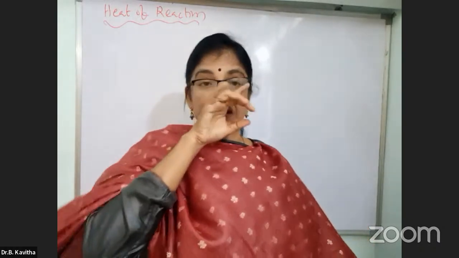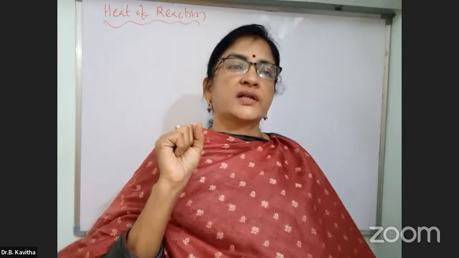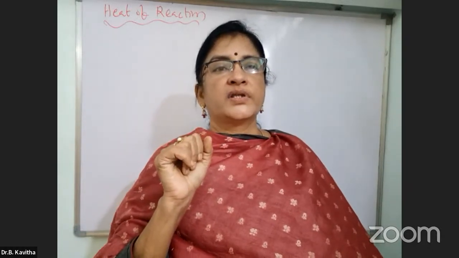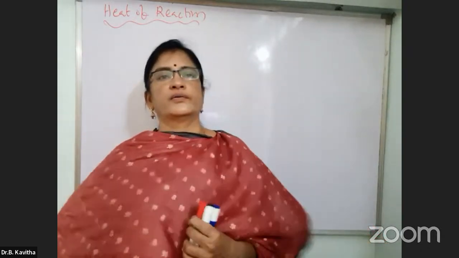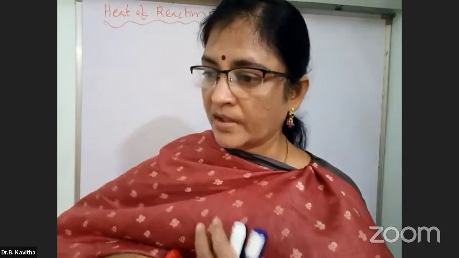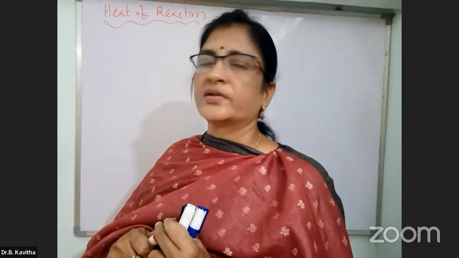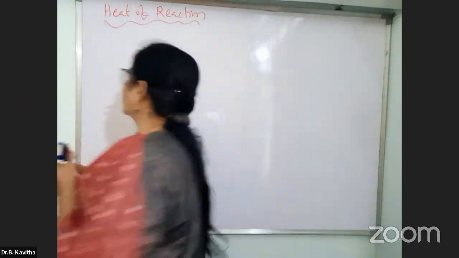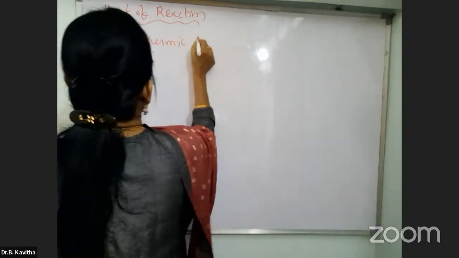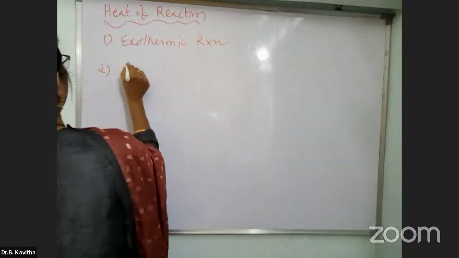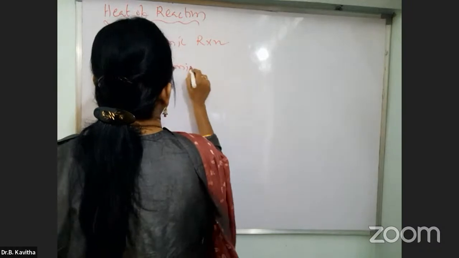Depending upon the heat changes, chemical reactions are classified into two types. According to the heat of reaction, chemical reactions are divided into two kinds: exothermic reactions and endothermic reactions. Exothermic means heat is liberated, ma'am. It is released. In Telugu, ushna mochaka and ushna grahaka charyalu. Very good. So two reactions are there. One is exothermic reactions. The second one is endothermic reactions.